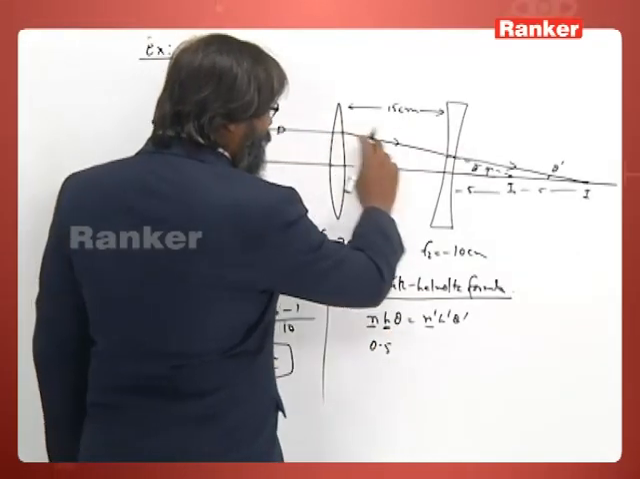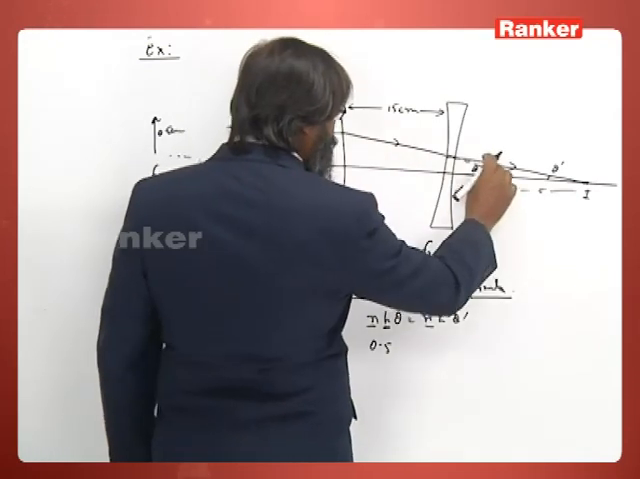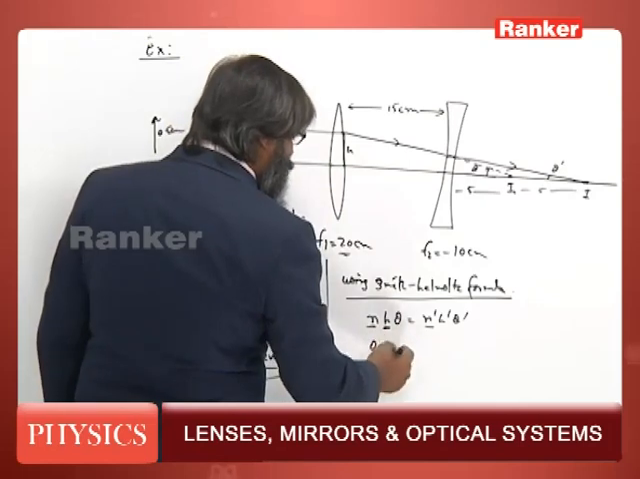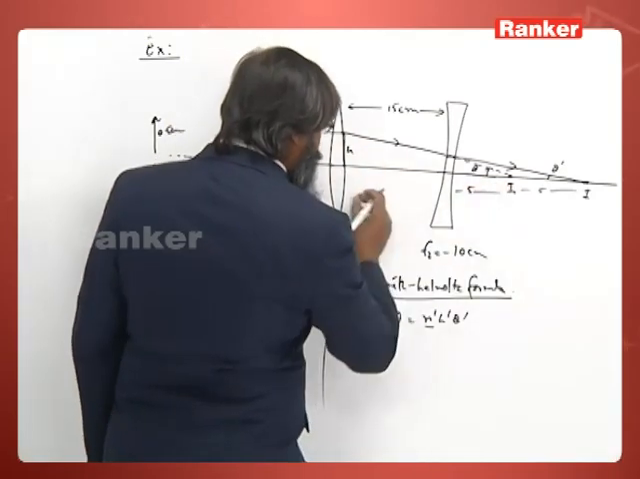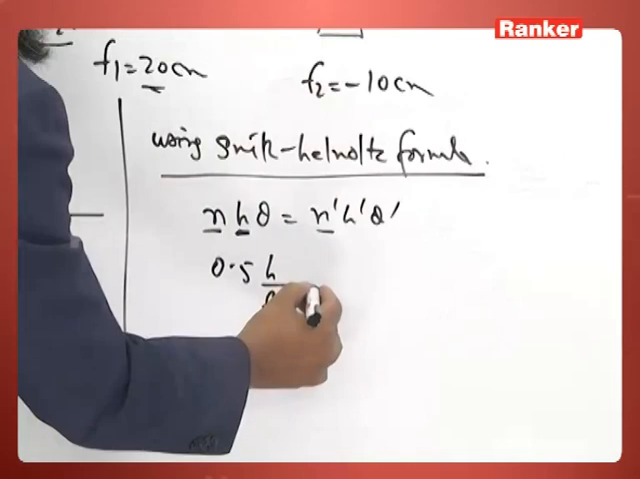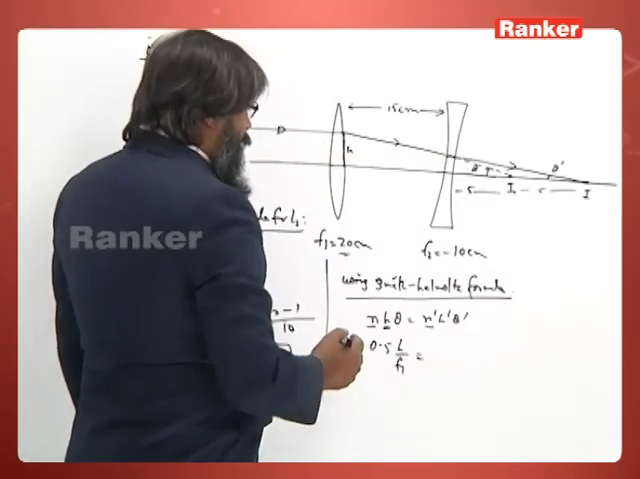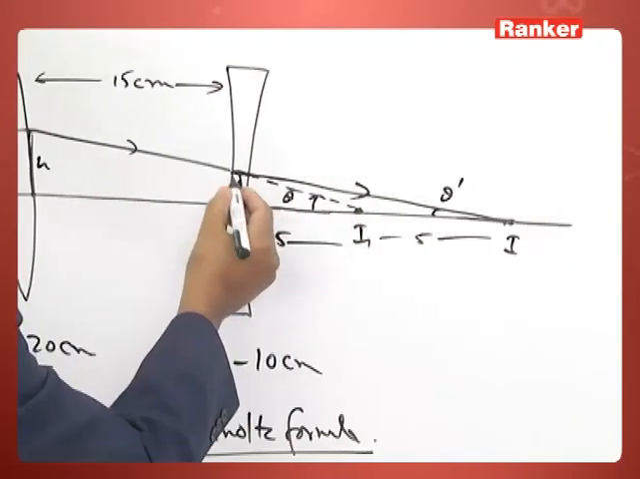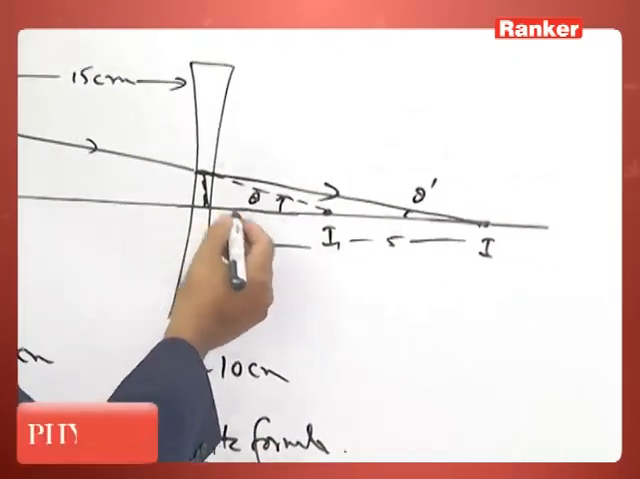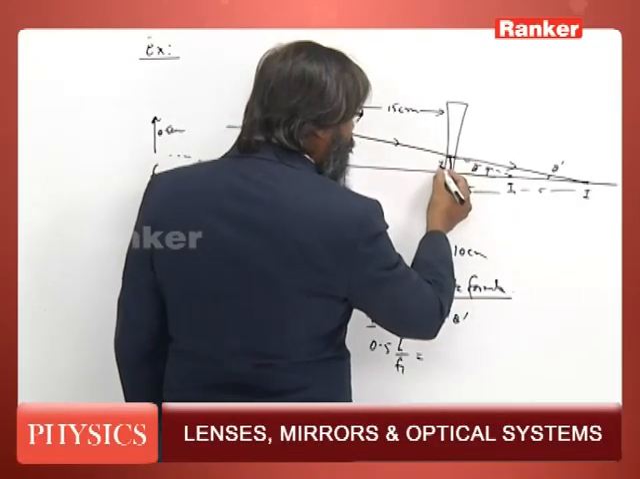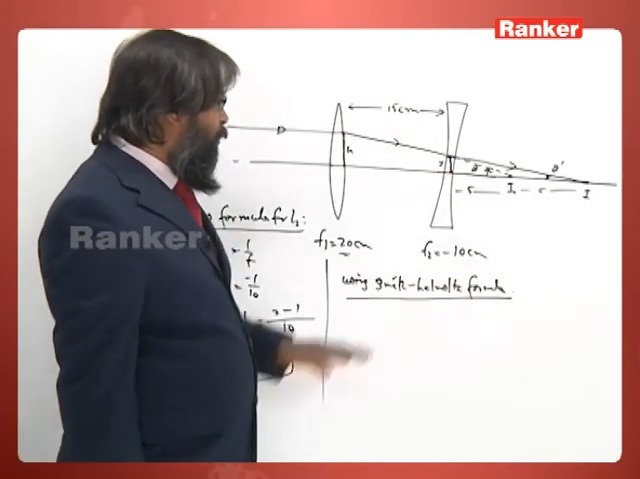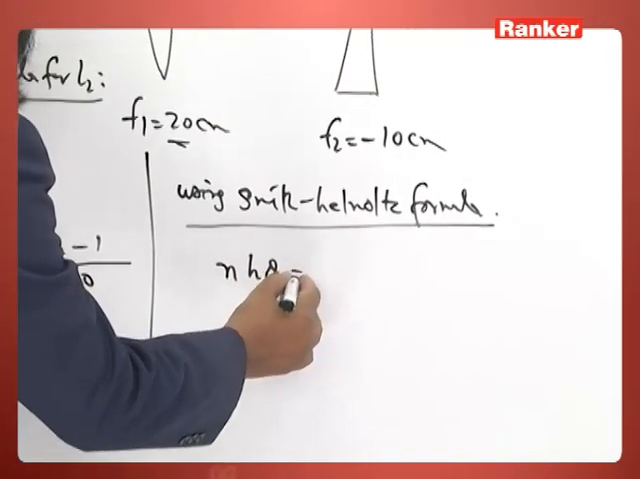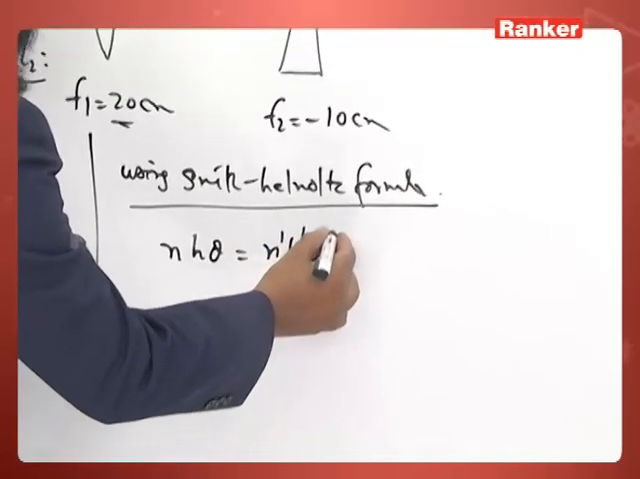Theta, what is the angle? This angle theta. Suppose I say this is also h. So this theta is h by f1. Now you see these two triangles, this is 5, this is, suppose we have y. Let us use the Smith-Helmholtz formula, that is n h theta is equal to n dash h dash theta dash.